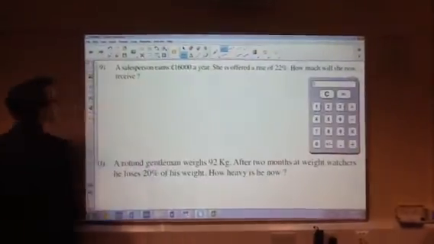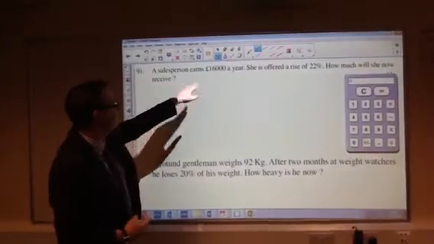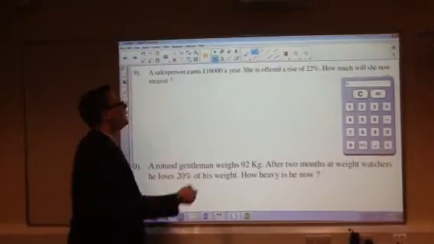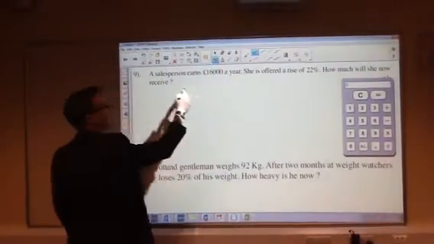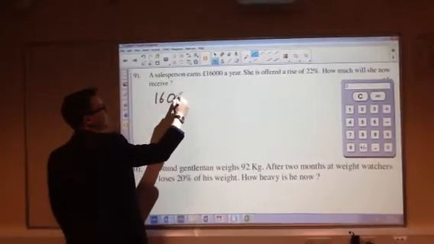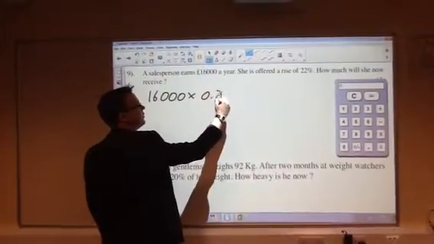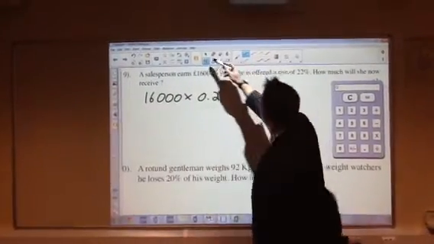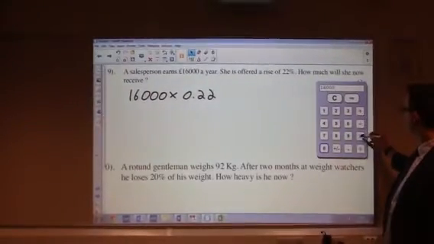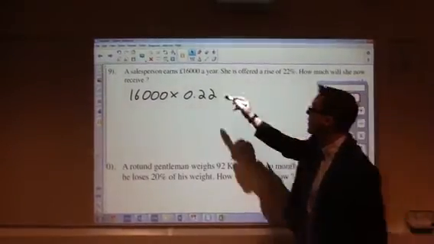The last thing we're going to look at is if we've got to do a rise or decrease by a percentage. A salesperson earns £16,000 a year. She's offered a rise of 22%. So that's going up. So I find 22% of 16,000. I get 16,000 and I times by 22% as a decimal, 0.22. Again, on my calculator, 16,000 times 0.22, okay, 3,520.